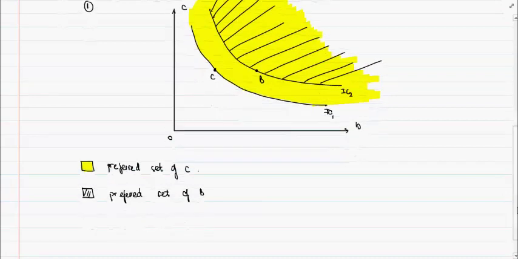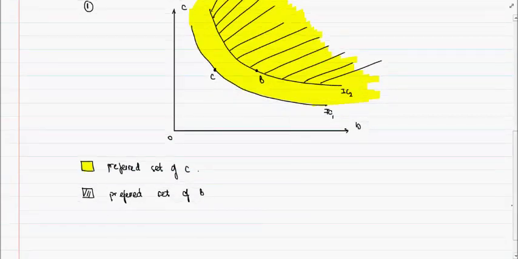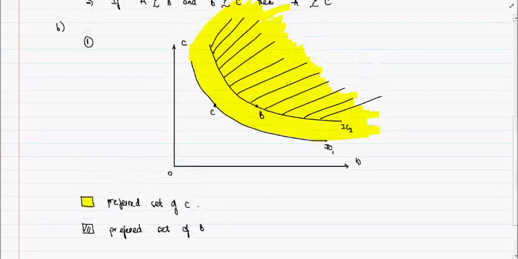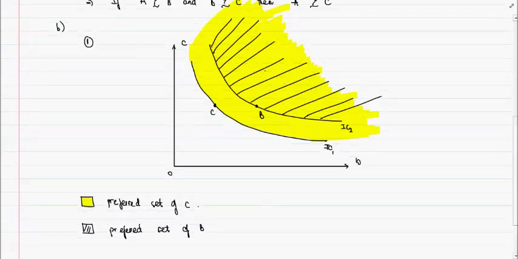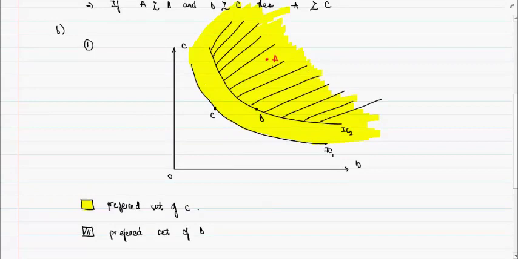Now, in the first case, we would like to draw bundle A such that it lies in the preferred sets of both B and C. As you can see, the intersection between the yellow area and the black-lined area includes all the bundles that are preferred to both bundles B and C. So if I plot a bundle A somewhere here, bundle A is preferred to both bundle B and C, and therefore it lies in the preferred sets of both B and C.